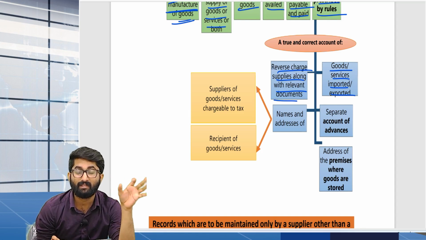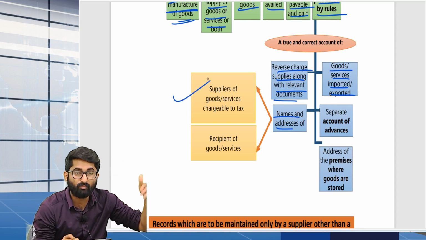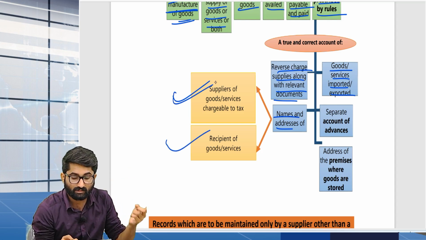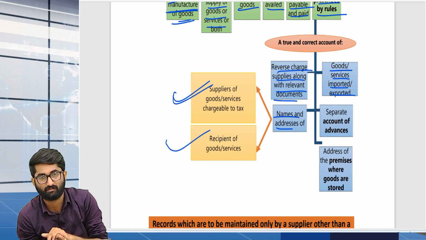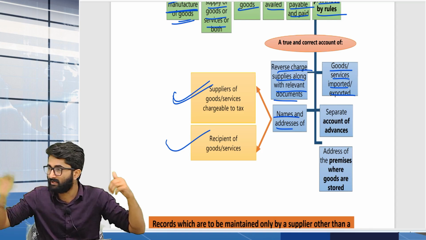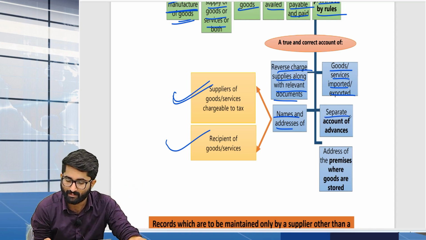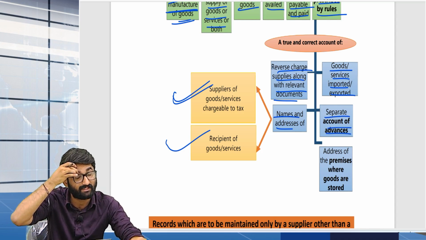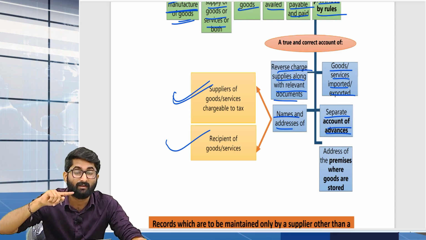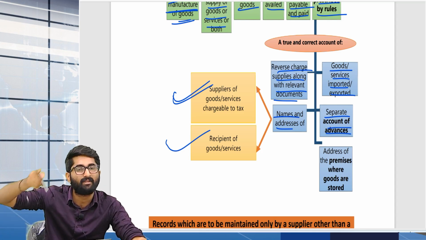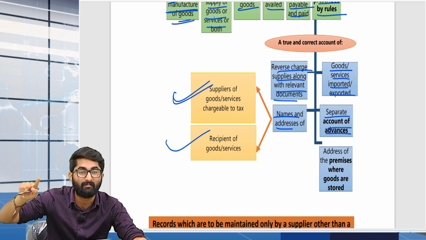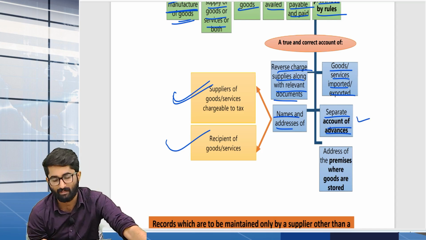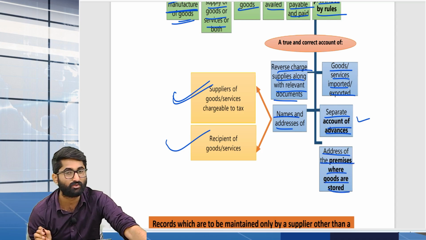What are these, sir? See, if you are an importer or exporter, then goods imported and exported, that you have to maintain. And if you are purchasing something under reverse charge, then you have to maintain the records of such reverse charge also. You have to maintain the name and address of the person to whom you are supplying the goods, the recipient of your goods, or the supplier from whom you purchase the goods. Their address you have to maintain, and separate accounts for advances.